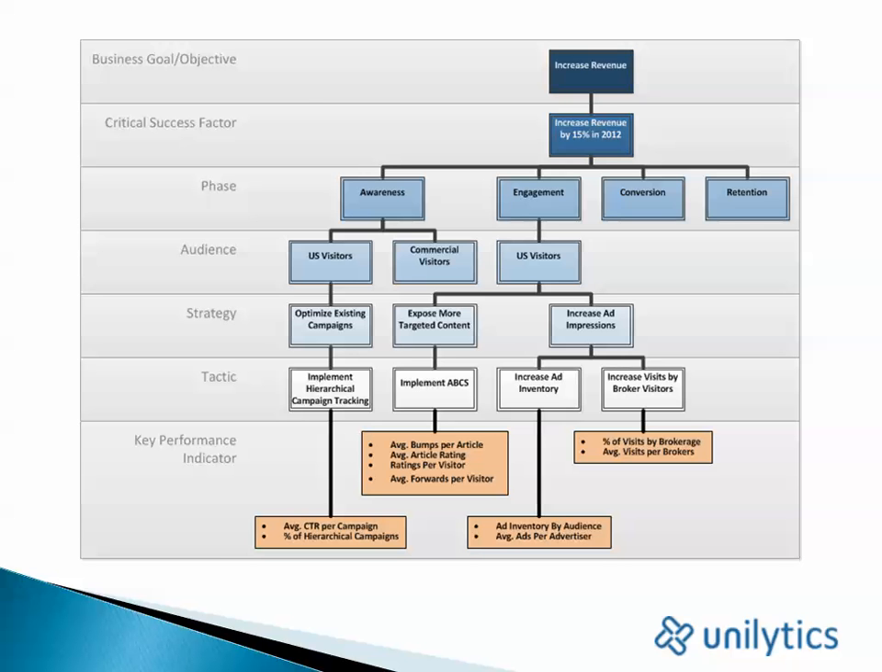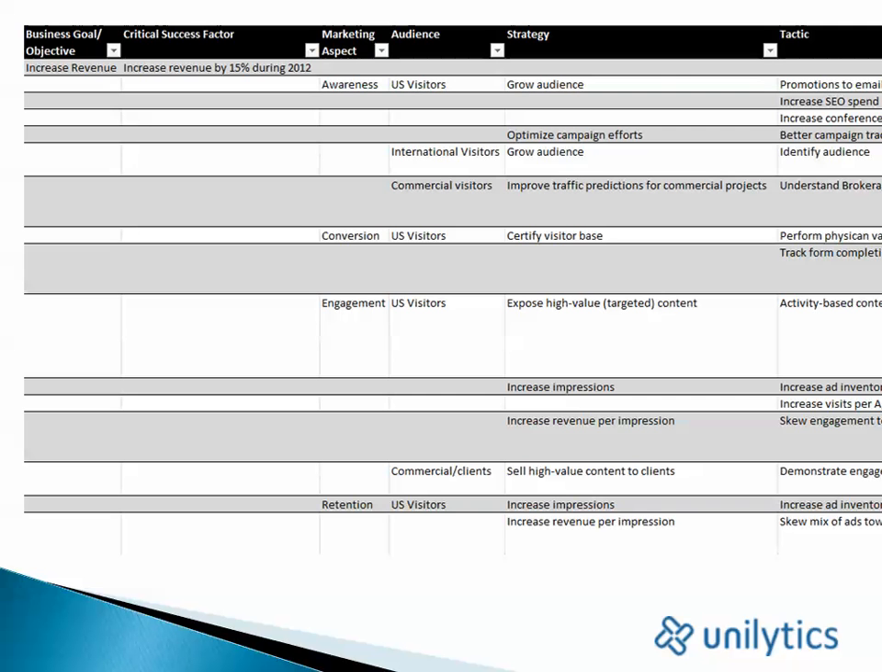Then we're going to take yet another view of the exact same information. This now looks like an Excel spreadsheet, because it is. In this particular case, we have now turned it on its side, and we have our business goals and objectives there, our critical success factors. We break things down into the marketing aspect, or the phase, as we called it. And then we have audience and strategy, and there's tactic over there.